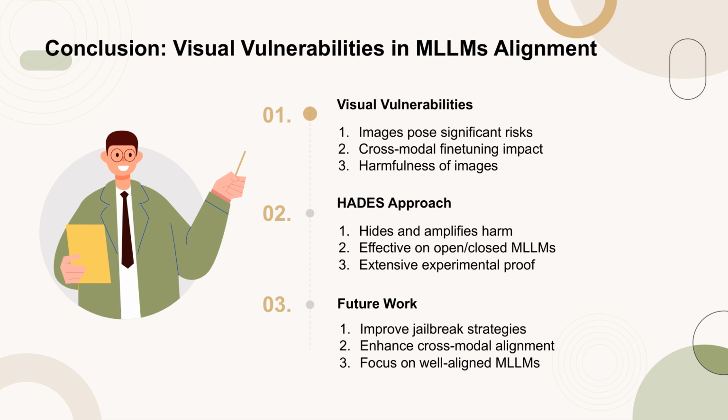The research highlights that images significantly contribute to these vulnerabilities through their presence, the cross-modal fine-tuning process, and their inherent harmfulness. To address this, the authors introduced Hades, a novel approach that uses carefully crafted images to hide and amplify harmful textual instructions, successfully jailbreaking both open and closed-source MLLMs. The findings underscore the need for further research into cross-modal alignment to enhance the harmlessness of MLLMs. Future work will aim to improve jailbreak strategies and develop methods to better align MLLMs, especially those that are well aligned like GPT-4v.